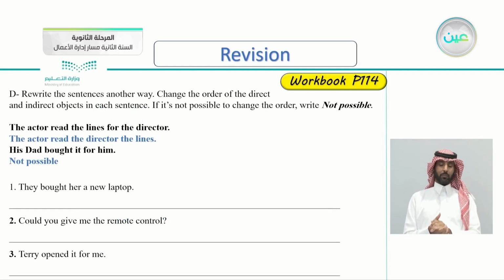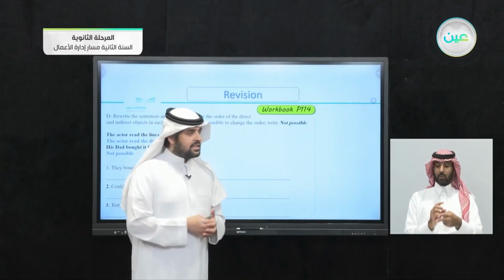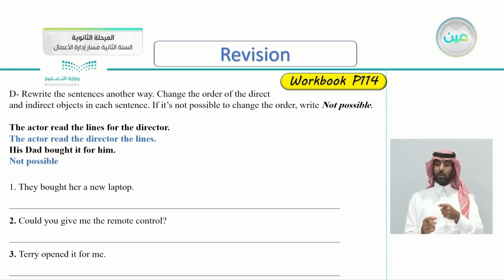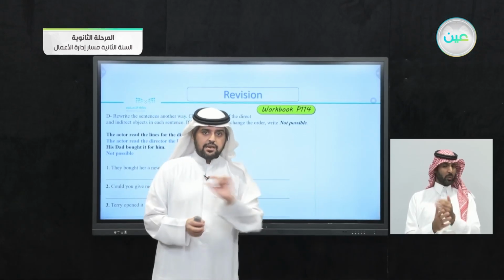Continuing here with exercise D, rewrite the sentences, on the same page 114. Rewrite the sentences another way. Change the order of the direct and indirect objects in each sentence. If it's not possible to change the order, write not possible. So we will have a sentence and try to change the order of the direct and the indirect object. Remember, if it's not possible, just write not possible.